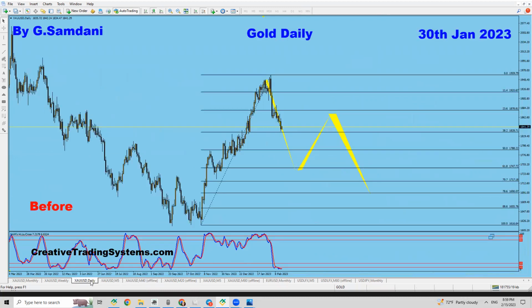Okay, forget it. This is another version, the daily chart, gold daily. I made this one here, right? That is going to drop. I made it when it was here. So far we are here, but I'm expecting that it might just drop here to 61%, then go back, and then drop to 78%, make a Gartley, and then go up. That would be wave 1 and 2.